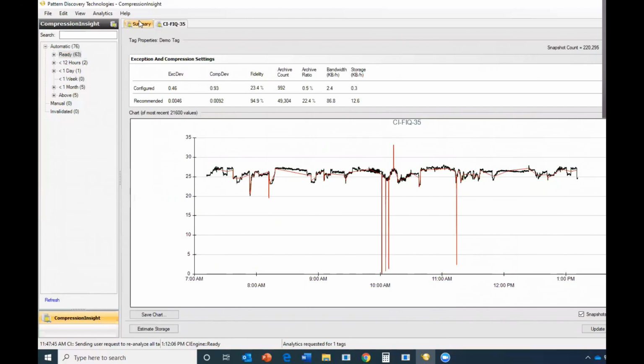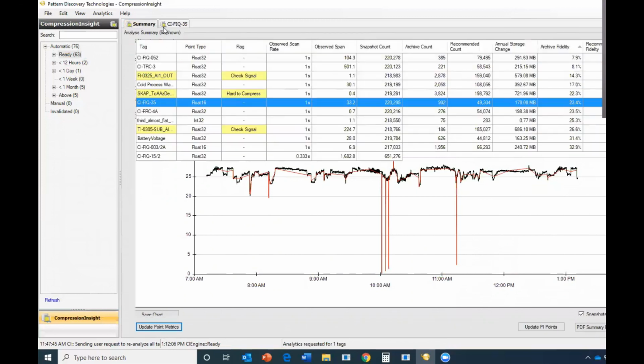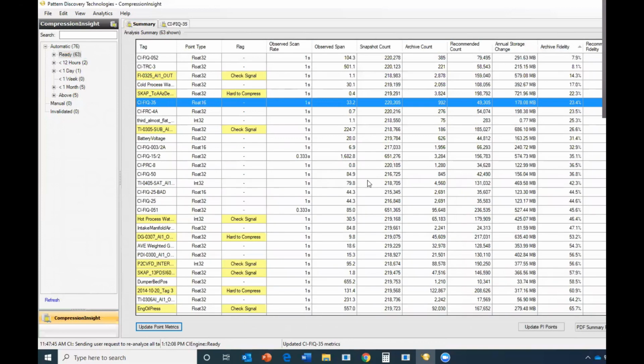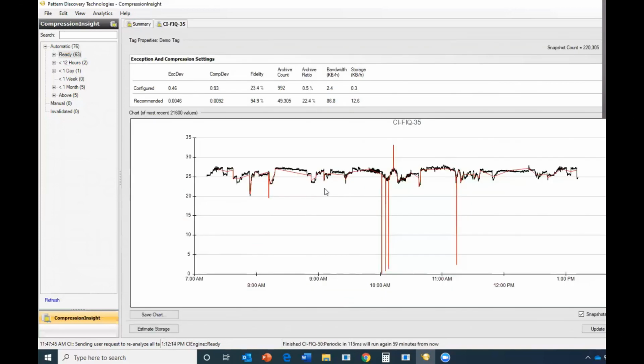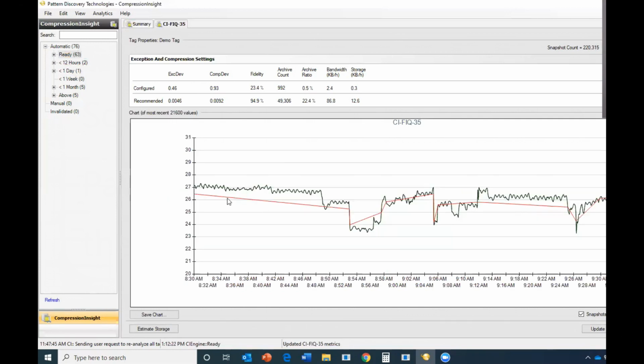In the summary, if I double click on that specific tag, I will come up with this detailed view. The detailed view provides you that graphical feedback of the data that's actually been captured. I can zoom in here a little bit more. And you can see here that this is that red line that we talked about earlier.